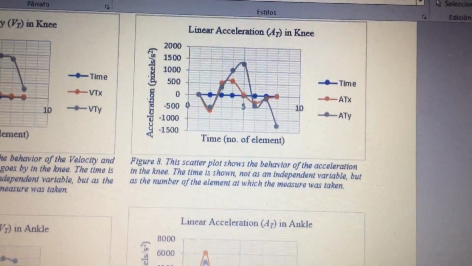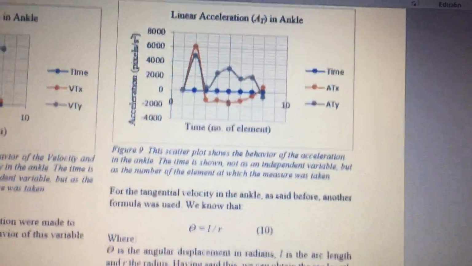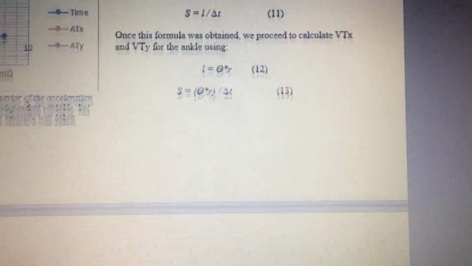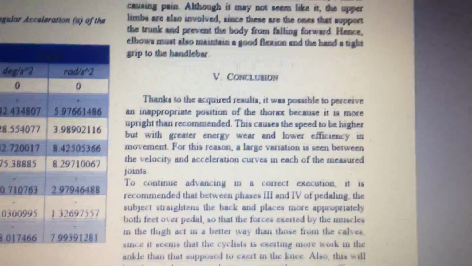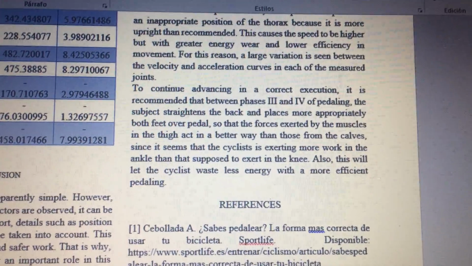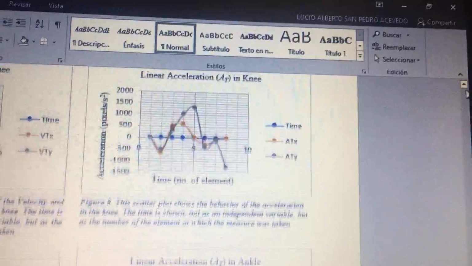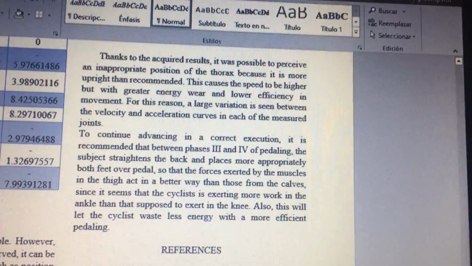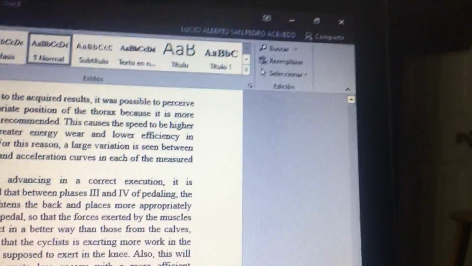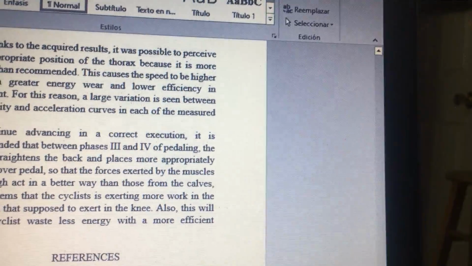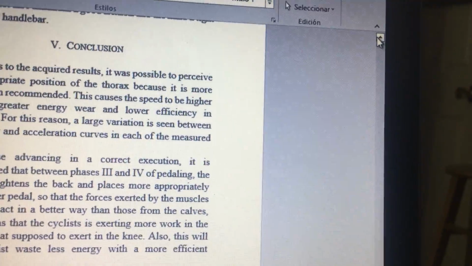Finally we go back to the report, and we have everything here, all the formulas, all the charts, all the plots obtained from the Excel worksheet, and we have our discussion giving some tips concerning cycling, and also the conclusion. We concluded that thanks to the acquired results, it was possible to perceive an appropriate position of the thorax because it is more upright than recommended, which influences the way we use our legs to pedal.